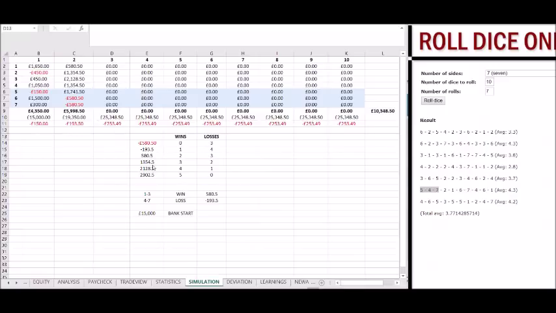253.49. So when I make that change, you can now see that these figures are going to apply for this week.